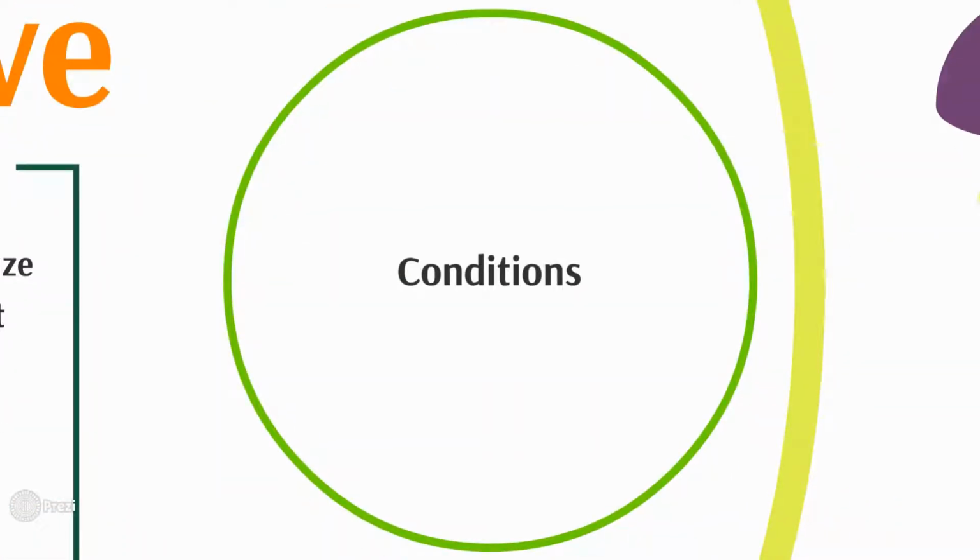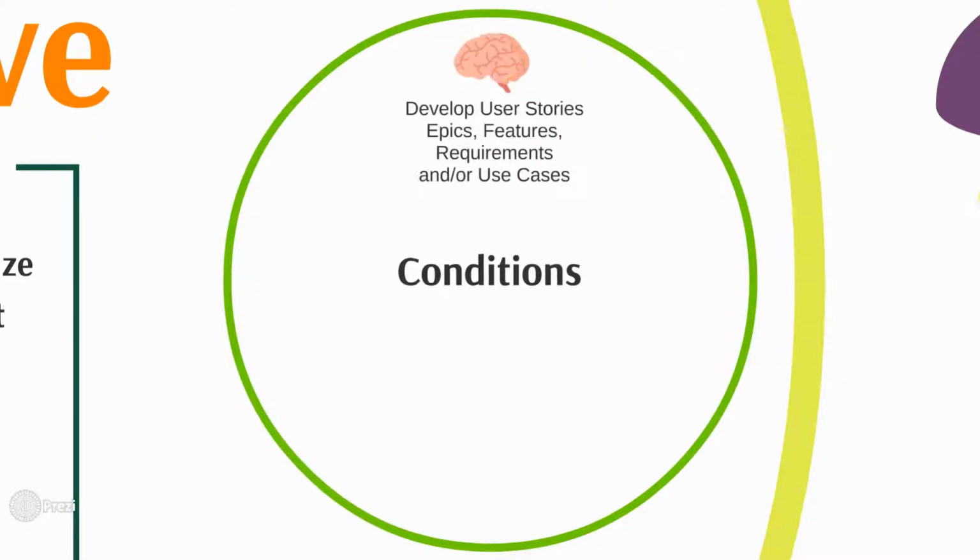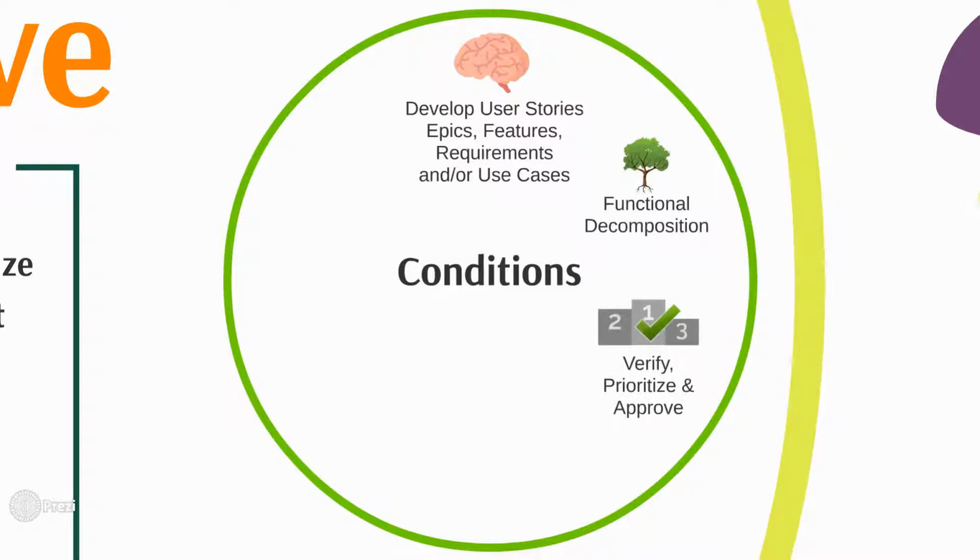Once a change strategy is adopted, it's time to develop conditions, which is the umbrella term Plantain uses to refer to user stories, epics, features, requirements, and use cases. Complex and abstract conditions are broken down and arranged into more manageable ones and vice versa. Conditions are then verified and prioritized.